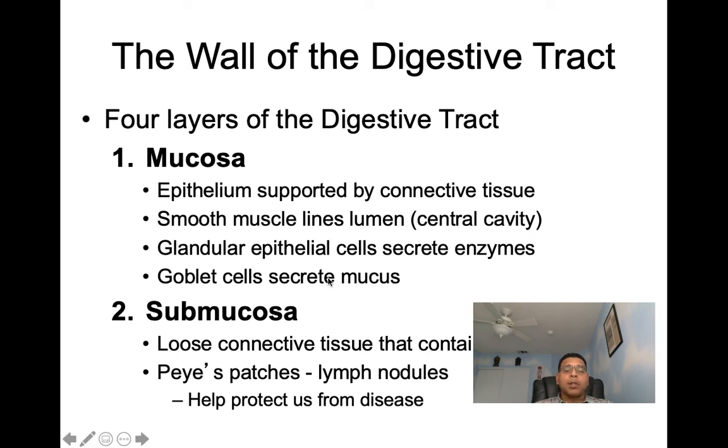Next then we have the submucosa, or the submucosal layer, and it's going to be found beneath the mucosa. This submucosa is going to be a broad band of loose connective tissue that will contain blood vessels. Also found here are going to be Peyer's patches, P-E-Y-E-R-S. They're going to be lymph nodules, and they will help protect us from disease.